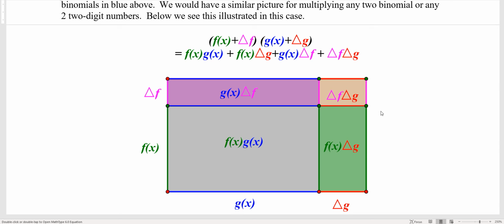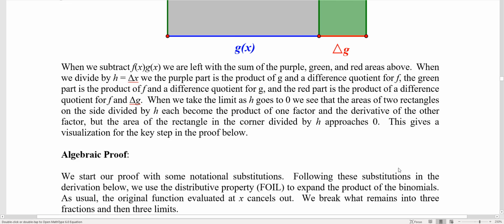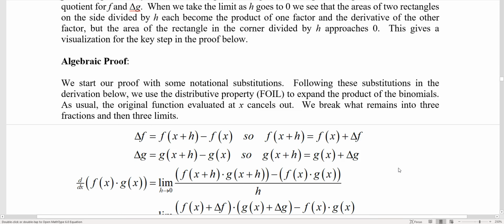You have a similar picture anytime you're visualizing the product of two binomials. You can illustrate it with four areas like this. And in fact, you can do exactly the same thing when you're multiplying two-digit numbers. You're going to have the same four areas. So this kind of gives you a visual of the FOIL part of what's going on here. But let's work out the algebraic proof.